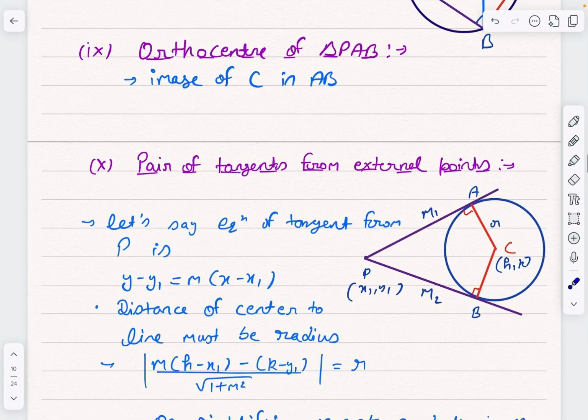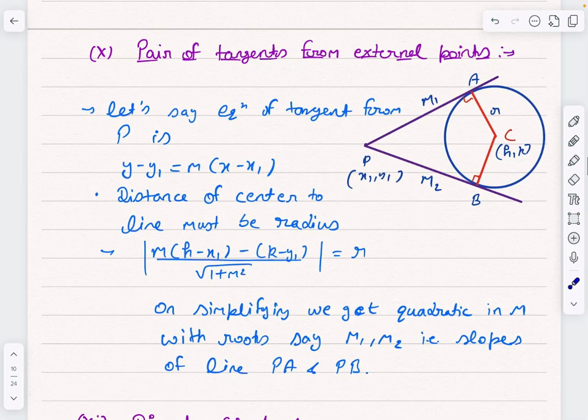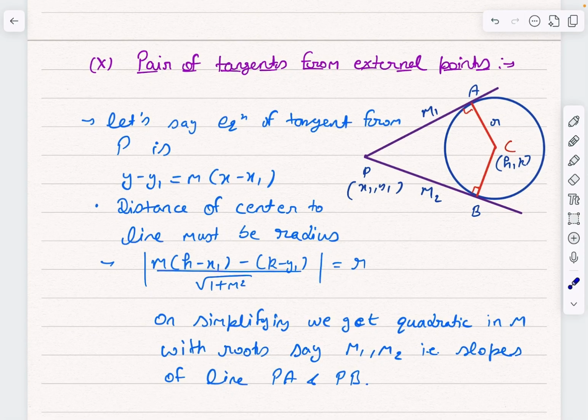Next, pair of tangents drawn from external points. This is very, very important. So from a point outside, we can draw two tangents. We'll discuss how to find their equations. A very simple technique here, but important, guys. Now we have the point x1, y1. We have the circle also. We have to find the equation of tangents.